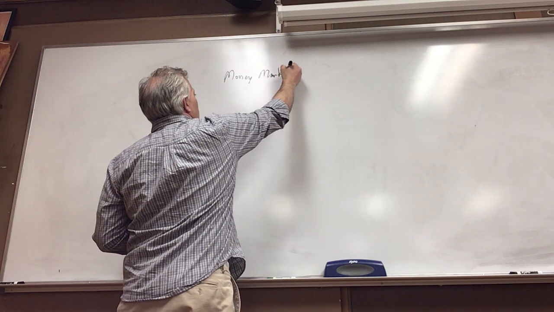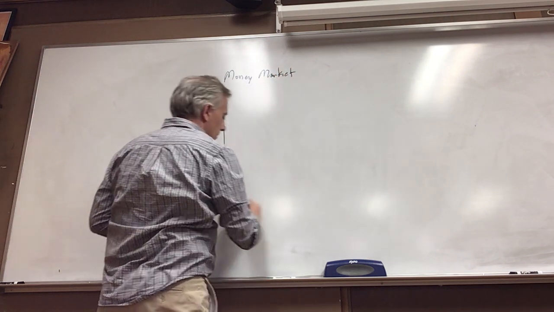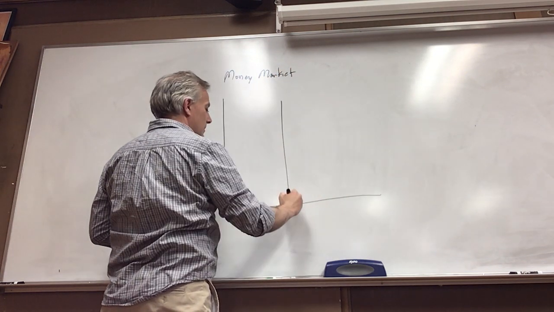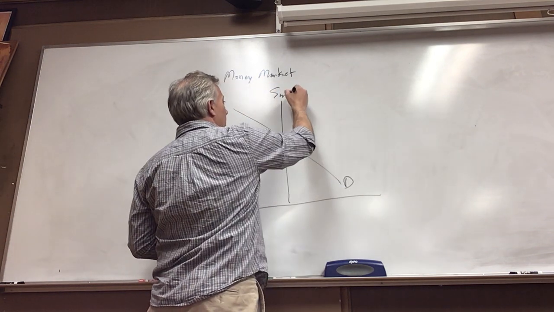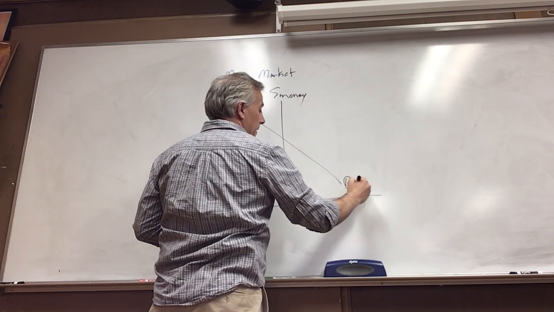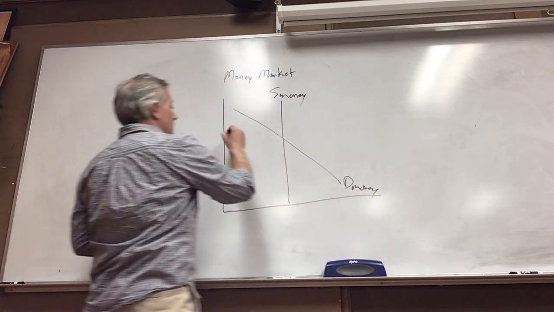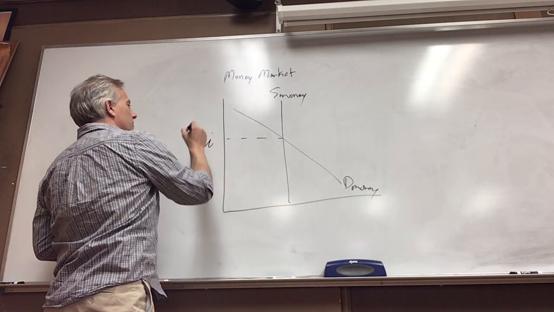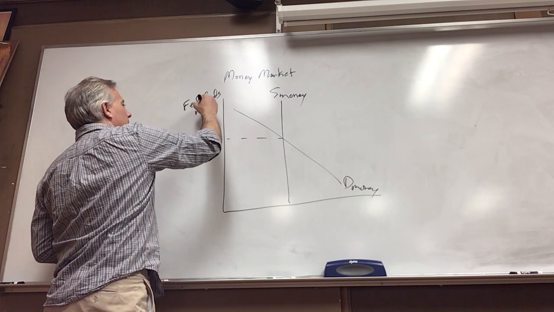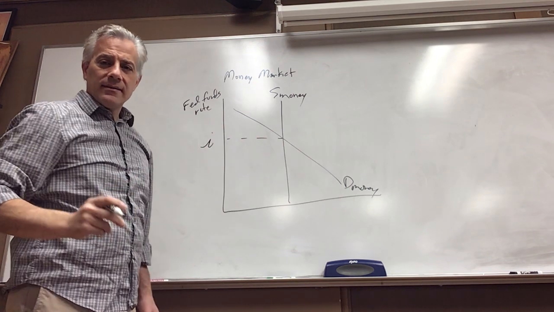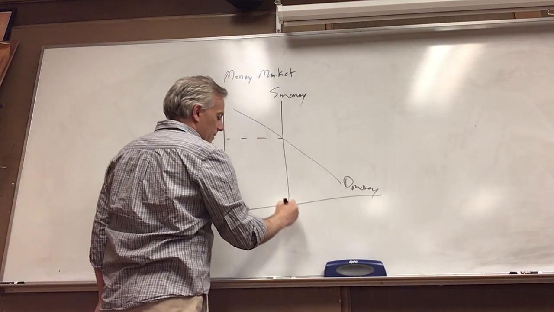Really only need to know what's going to happen to the supply of money. I've got my supply of money, my demand for money. Here is the federal funds rate. The Fed funds rate is the rate at which banks borrow from one another in overnight lending. Here's our quantity of money.